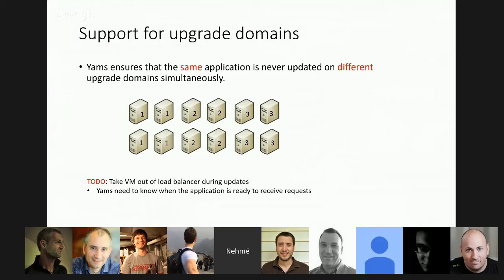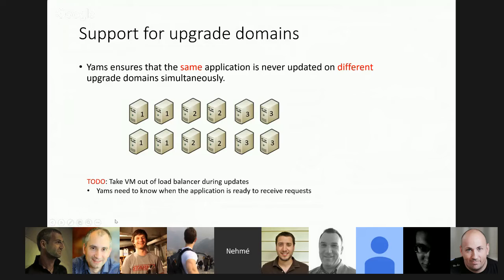One thing that is missing right now is that when we're upgrading an application on upgrade domain 1, we don't actually take those VMs out of the load balancer. So it's possible that the load balancer will forward requests to here, and that will actually fail. This is something that is supported in Azure, and we're working on adding that into YAMS. It should be fairly straightforward. But for other platforms, it depends on the load balancer you're using, basically.